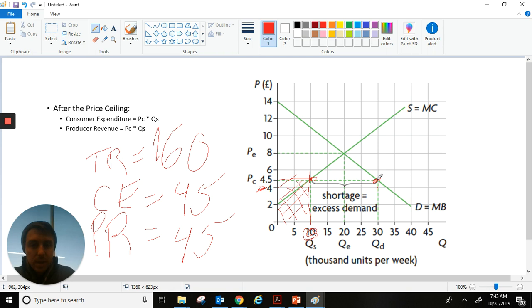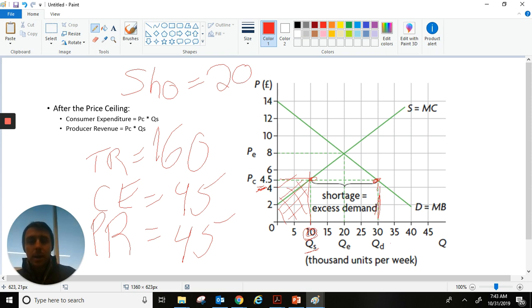So at 450, they technically demand 30, but there aren't 30 to sell them, so it doesn't really matter. They want 30 here, but the producers are only supplying a quantity of 10. So if I were to ask how big is the shortage? 30 minus 10, a shortage of 20. So that's all the information I would need to know.